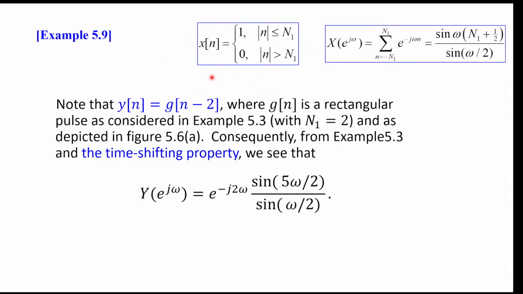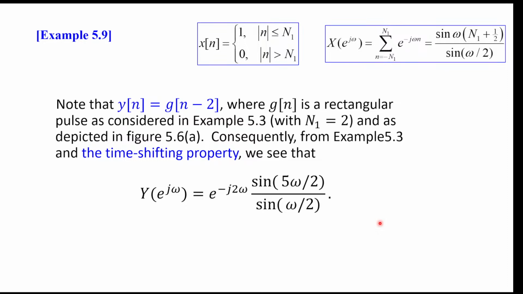Okay? And g of n is this rectangular pulse, and we have calculated the Fourier transform of the rectangular pulse as the sine over sine. So the Fourier transform of g of n is sin(5ω/2) over sin(ω/2). Then you get the h of n by using the time shift property, so you get this e to the minus j2ω. So big Y is e to the minus j2ω, then this big G factor, which is sin(5ω/2) over sin(ω/2).